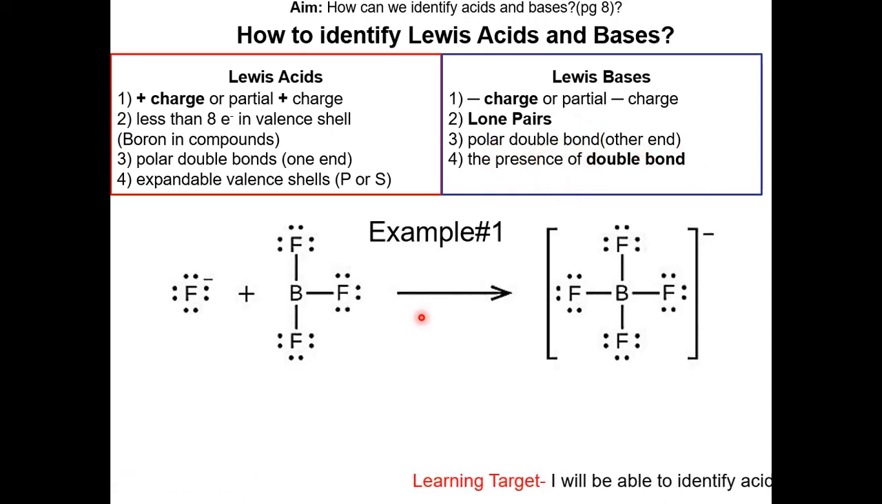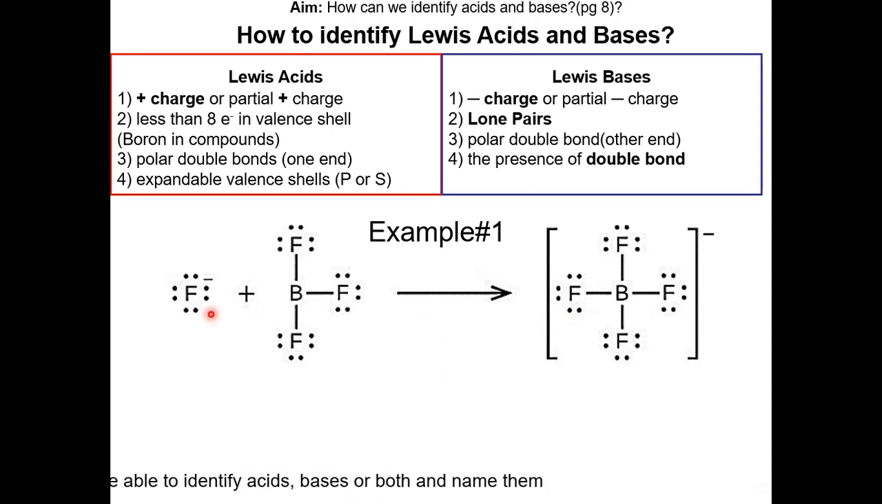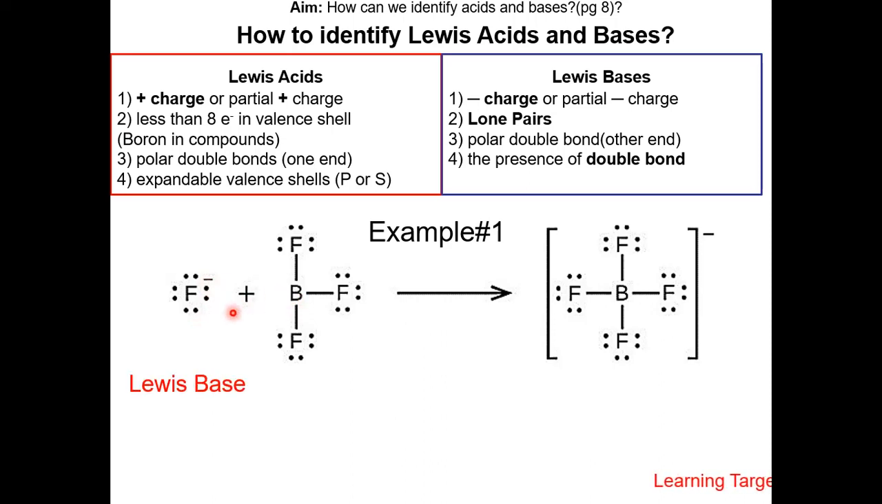Let's look at a couple examples. Here we have a fluoride ion reacting with BF3 to give us BF4-. The fluoride ion has a negative charge and it donates 2 electrons to form a bond with this boron. Therefore, fluoride is a Lewis base. The boron in BF3 has 6 electrons and has an empty orbital. Therefore, it will accept electrons from the fluoride ion. So this is considered a Lewis acid.